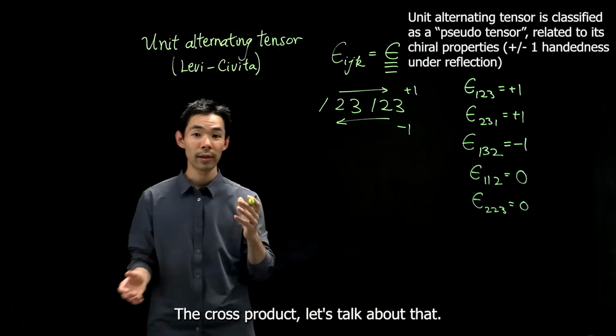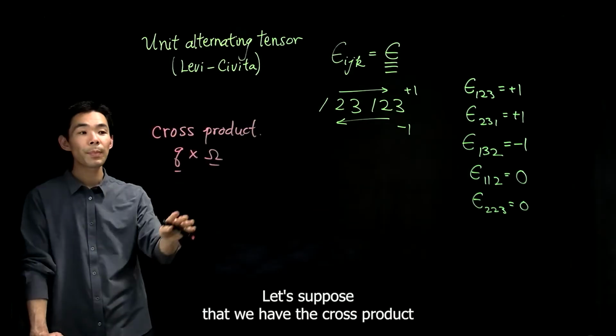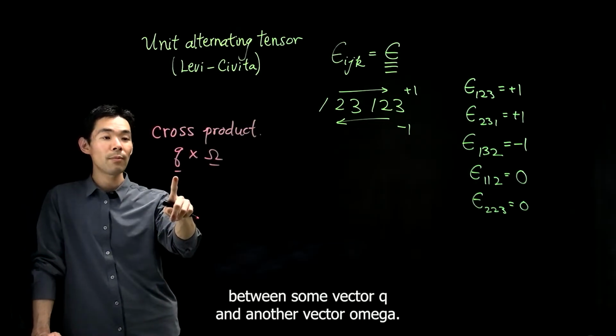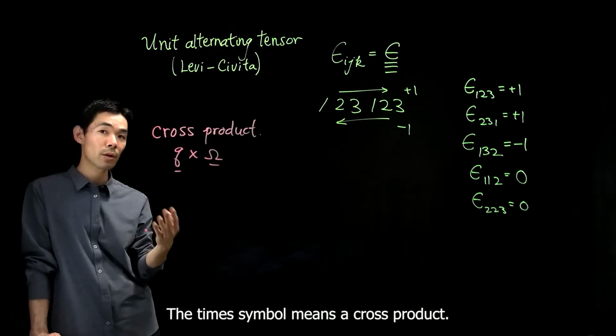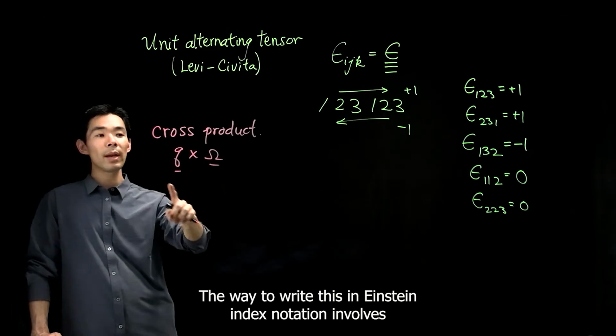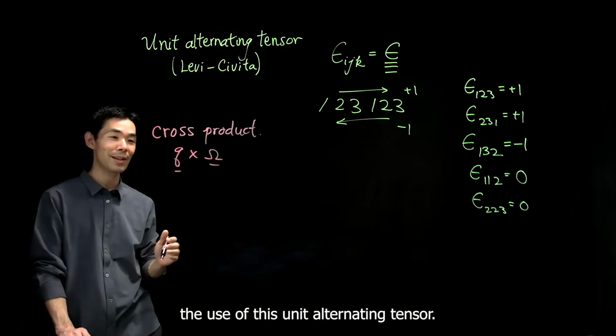So the cross product, let's talk about that. Let's suppose that we have the cross product between some vector q and another vector omega. Okay? And the times symbol means a cross product. So the way to write this in Einstein index notation involves the use of this unit alternating tensor.